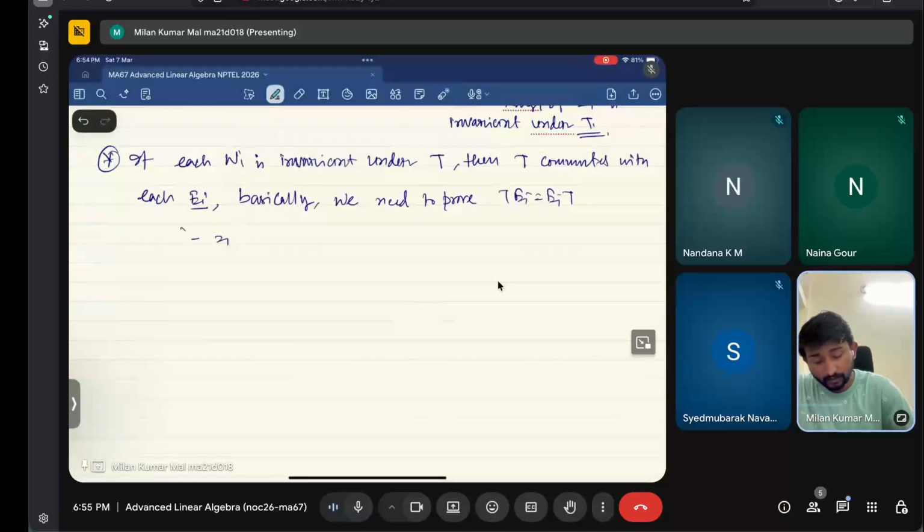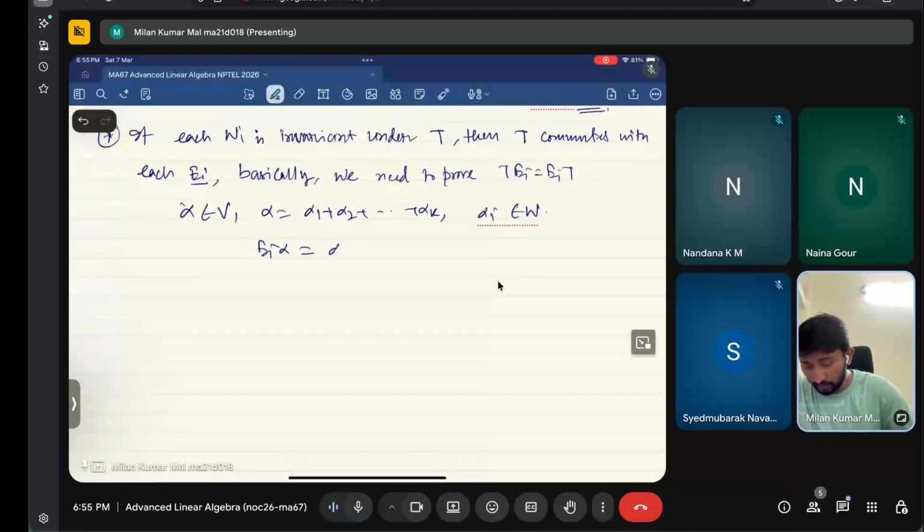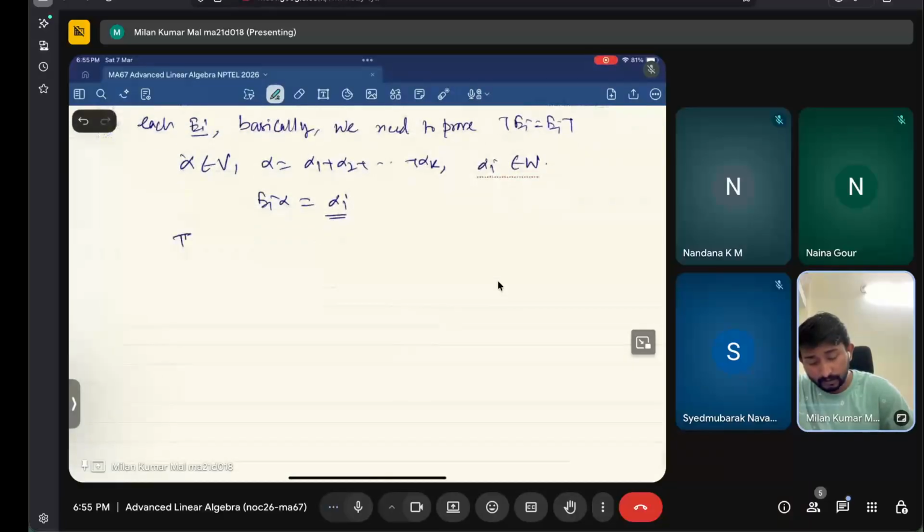So for any alpha in vector space V, alpha equals alpha 1 plus ... plus alpha k, where alpha i is in Wi, and Ei alpha is actually alpha i. Okay. So then T of Ei alpha is in Wi.